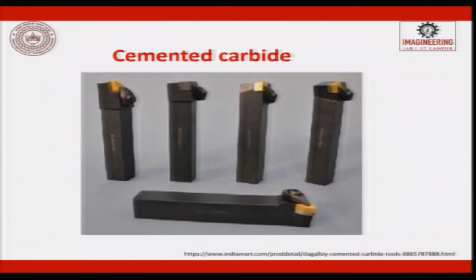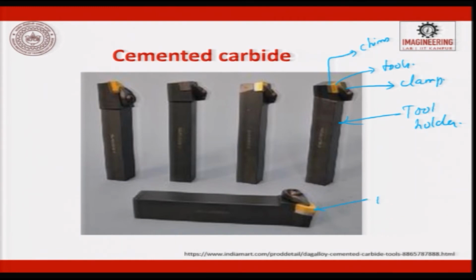If you look, these are some of the cemented carbide tools. In HSS, the entire tool will be made out of HSS. When we come to cemented carbide tools, we will have a tool holder, and then these are the tools. These tools are held by a clamp. The height is adjusted by shims or a height adjuster, right. So, this is a clamp, you can see here. So, here is an insert. Earlier, in HSS, it used to be a solid tool completely made out of HSS.